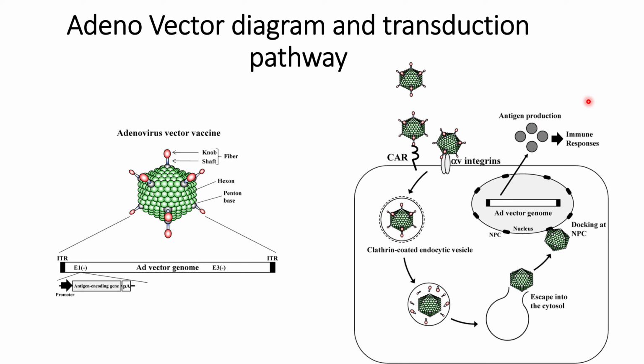How the innate and adaptive immune systems work, we discussed in our previous videos. You can refer to those videos to understand the difference between the innate immune response and the adaptive immune response. So this is a general idea of how the adenovirus vector diagram looks, how it helps in the transduction pathways, and the role of the ITR, which helps in stabilization and at the same time increases the lifetime of this adenovirus vector vaccine within the cells or in the nucleus.